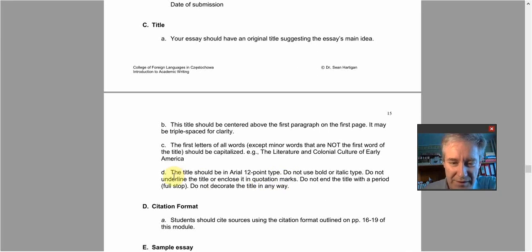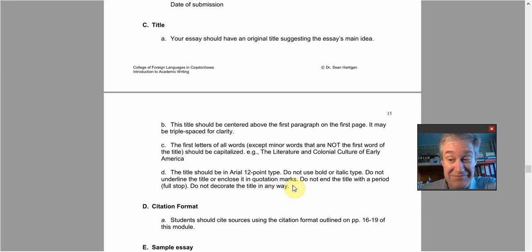Okay. And the last one, the title should be in Arial 12-point type. So the same as the rest of the text. Do not use bold or italic type. So don't do anything fancy with the title, just normal Arial 12-point. Do not underline the title. Do not enclose it in quotation marks. Do not end the title with a period or a full stop, as they sometimes call it. Do not decorate the title in any way.